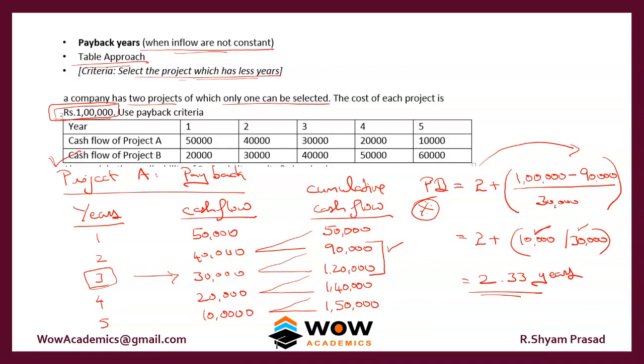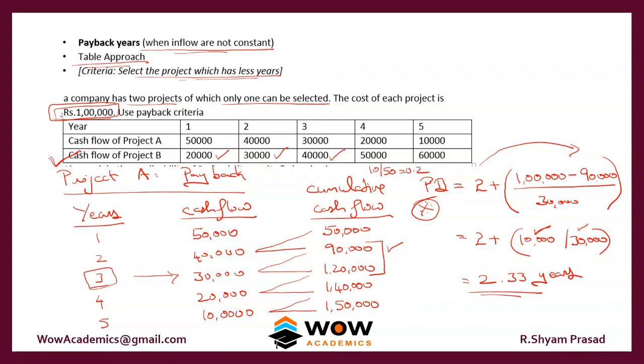Ensure that you understand. For project B, you try to do the answer. If you want, I will tell you how the answer would be. Without even doing the problem, we will try to see how it works. For example, 1 lakh has been invested. You have recovered 20 in the first year, 20 plus 30, 50 in the second year, 50 plus 40, 90 in the third year. How much do you still have to recover? Just 10,000. So 10,000 divided by 50 gives you 0.2.